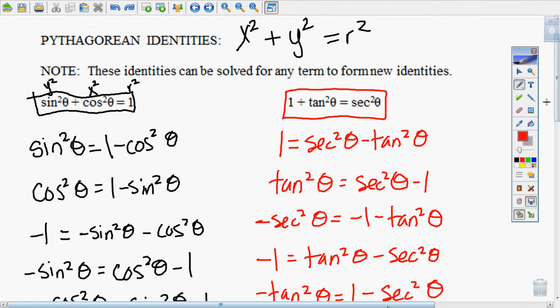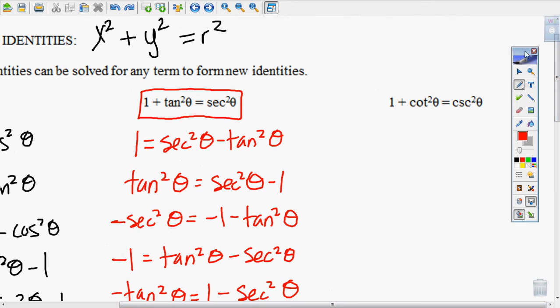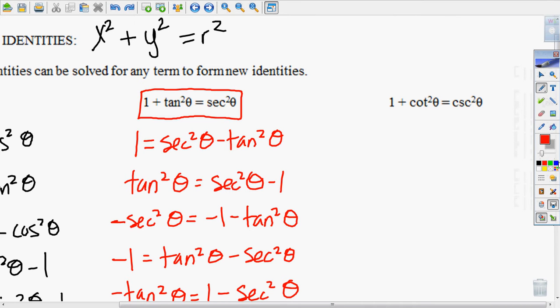All right, so we're going to do the last one. See how we can manipulate that one. And then summarize our identities and do some problems. Yay! The party begins. So, if I want 1 by itself, it's going to become a negative cotangent squared.